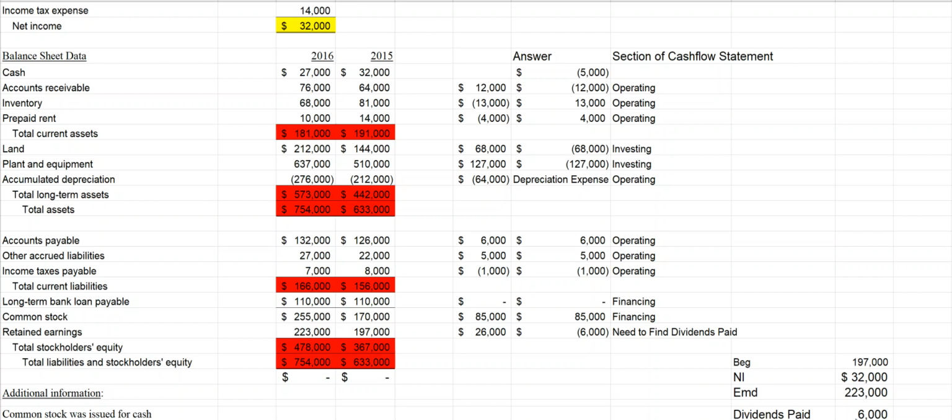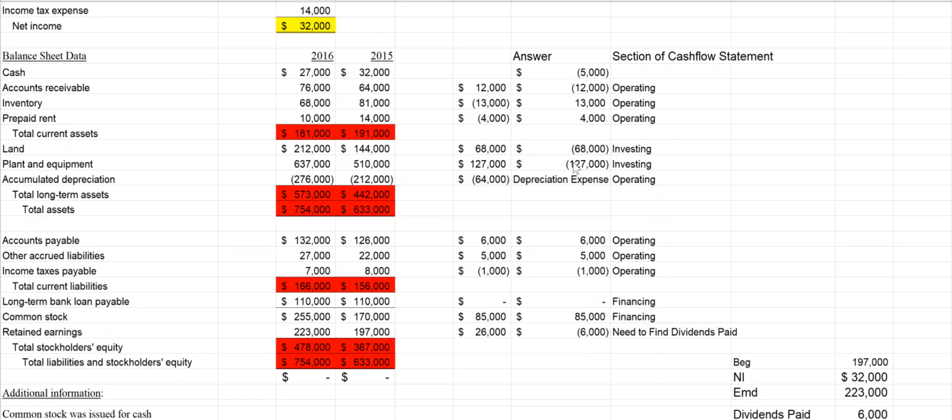So I'm paying out dividends. So my cash is decreasing by 6,000 because I'm paying out 6,000 in cash. So that's probably the most complicated piece of trying to figure out the analysis of the accounts that are going on to the statement of cash flows.